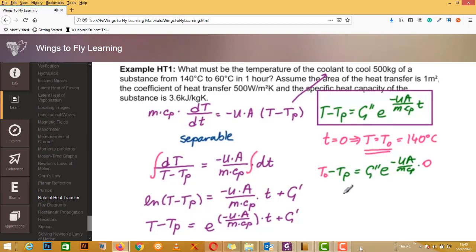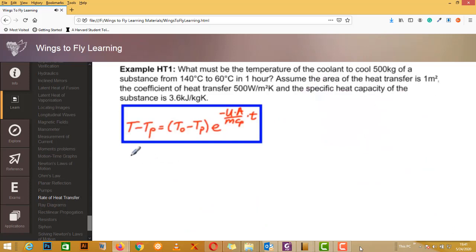And what do we get then? We get C fancy double prime equals T0 minus Tp. So we would put that into this to get our final solution there. And that would be T minus Tp equals T0 minus Tp e to the minus U times A over MCp times t. So that's our function for the temperature as a function of time.